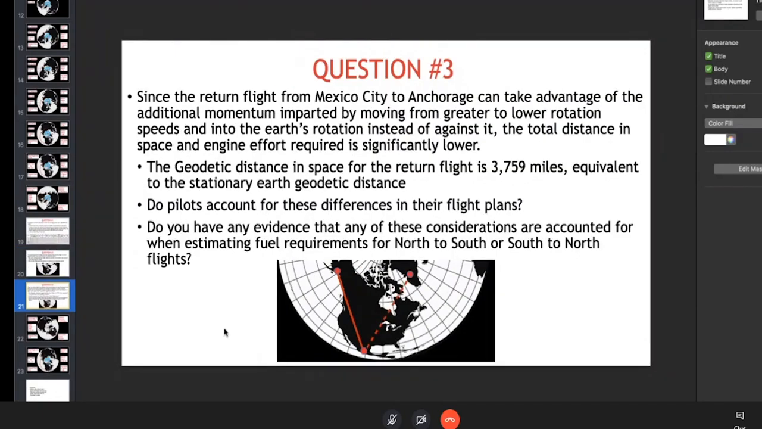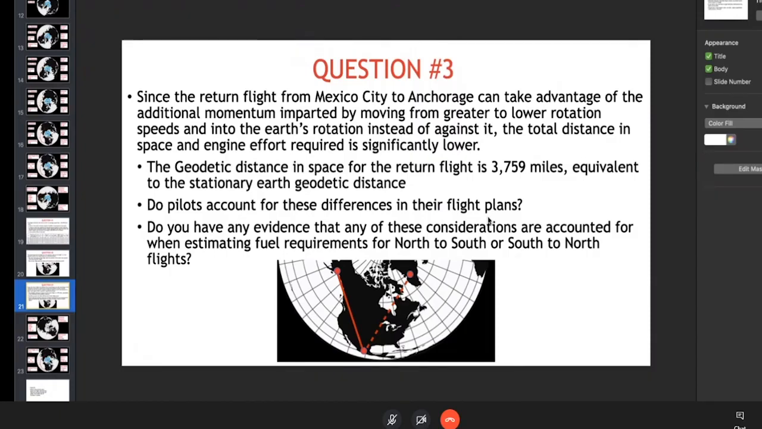Question number 3. Since the return flight from Mexico City to Anchorage can take advantage of the additional momentum imparted by moving from greater to lower rotation speeds and into Earth's rotation instead of against it, the total distance in space and engine effort required is significantly lower. The geodetic distance for the return flight is 3759, equivalent to the stationary Earth geodetic distance. Do pilots account for these differences in their flight plans? Meaning, do they account for the fuel requirement differences from going south to north and the distance that they travel through space and the increase in power that is required for them to gain momentum?